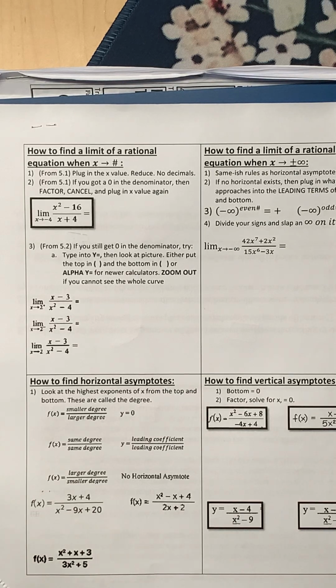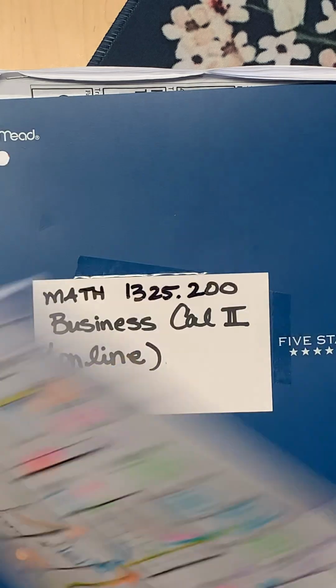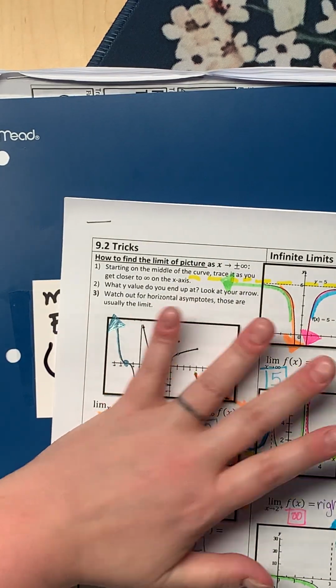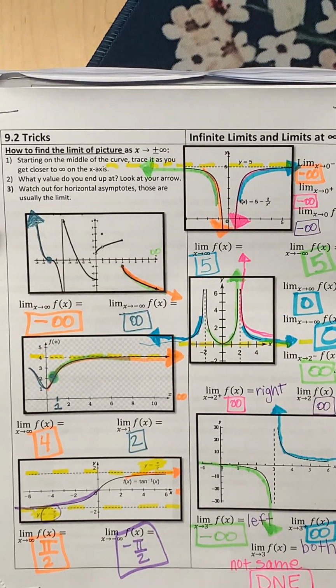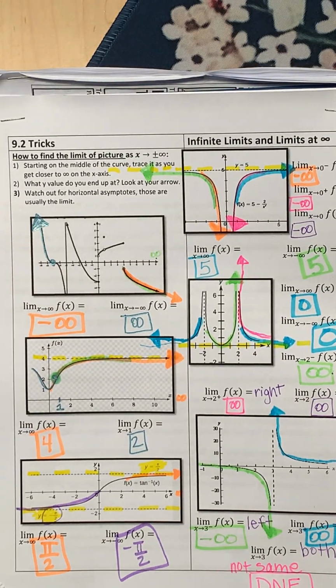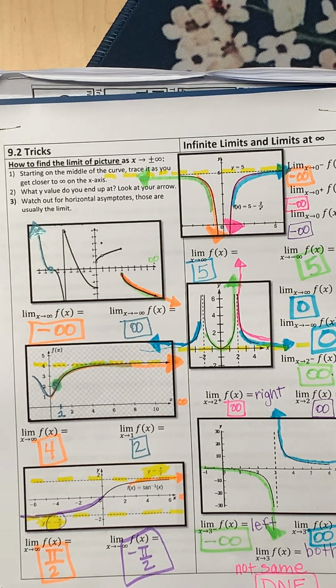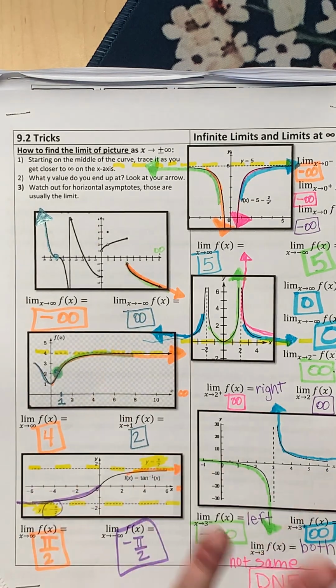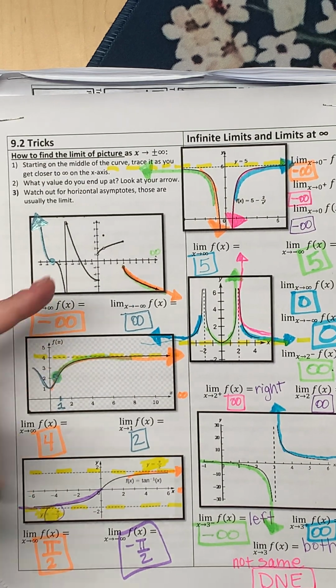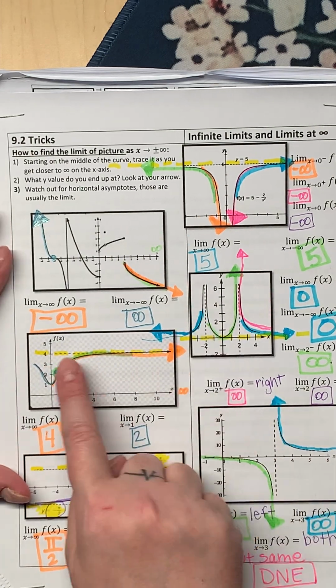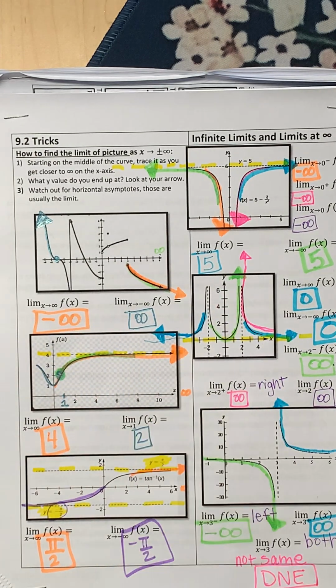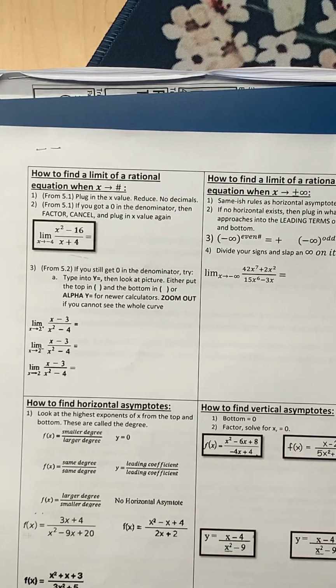Hello all, so this is still 9.2. Now that we're done looking at the pictures, we're going to deal with equations. As you can tell from the front of this page, every answer either dealt with infinities or we had to look at an asymptote, maybe a side-to-side asymptote or an up and down asymptote, but either way we dealt with asymptotes or infinities. Okay, so that's what we're going to do with equations. We're going to talk about asymptotes and infinities and all that stuff.